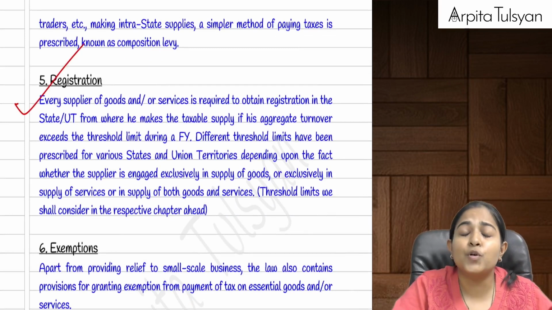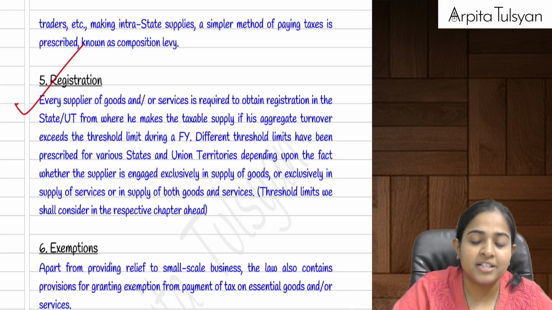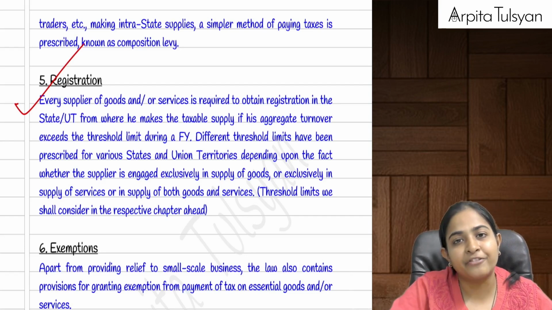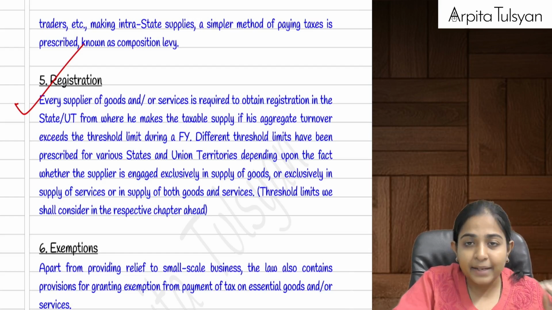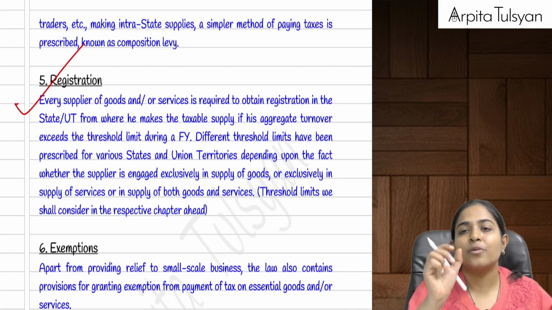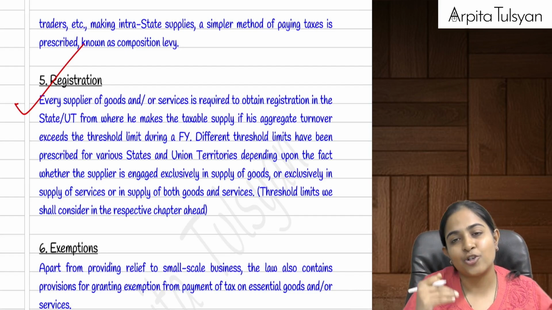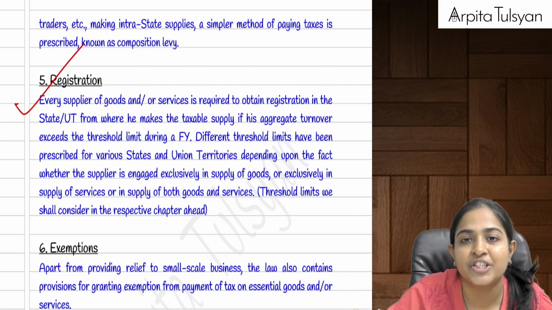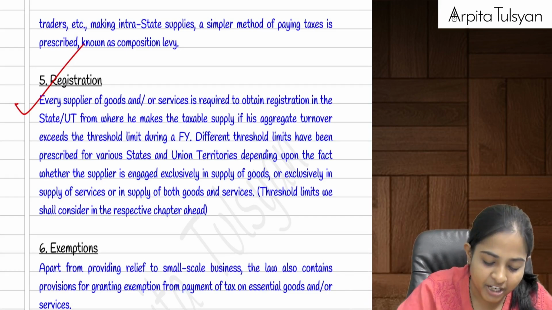Then any person who wants to come under GST has to get himself registered. For the purpose of registration, there should be some limit. Let's say today I do a sale of only rupees 5,000. Does that mean that I am liable to get myself registered under GST? No. So, for a particular year, an aggregate turnover limit should be achieved. If that aggregate turnover limit is achieved, then only I become liable to get registered under GST.